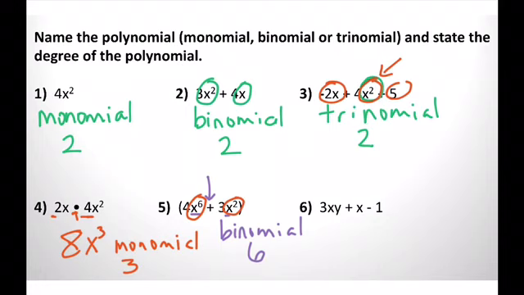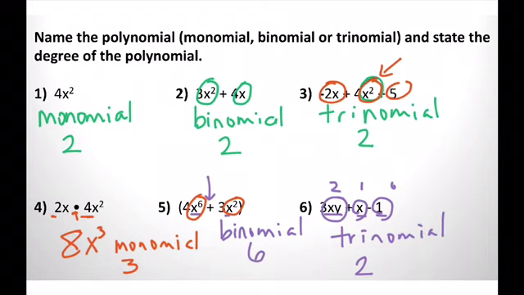Okay, and then the last one, there are no like terms for me to add or subtract. This one is degree 2, this is degree 1, and this is degree 0. So since 2 is the biggest, it's degree 2, and it is a trinomial. Okay, next.